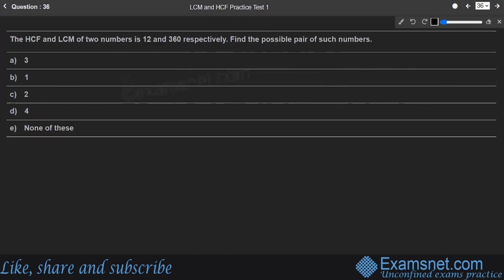Let's have next, 36. The HCF and LCM of two numbers is 12 and 360 respectively. Find the possible pair of such numbers. Clearly, the numbers are going to be the product of their HCF. The HCF is given as 12. So numbers are 12x and 12y. We assume the numbers to be 12x and 12y.